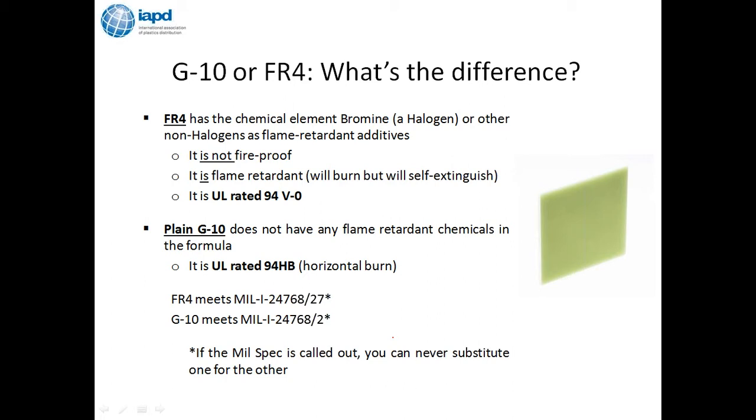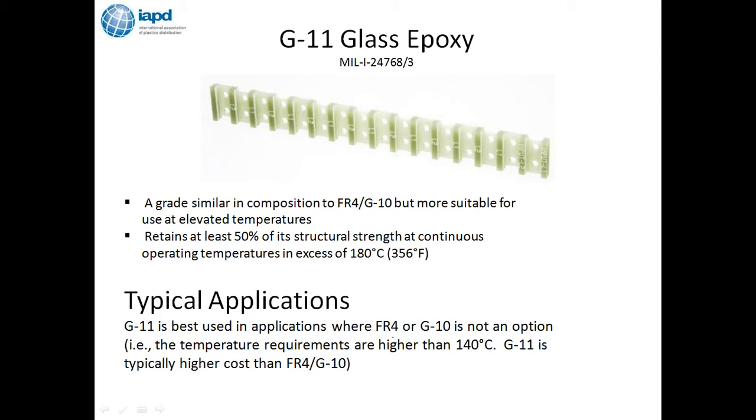There's a nice little G11 part there for you to take a look at. It's a grade very similar to the FR4 G10, but is definitely suited for higher temperatures. It goes up to 356 degrees Fahrenheit versus the 284 degrees of the G10. And your typical application for G11 is an application where G10 just doesn't meet the temperature requirements. That's probably your most common application for that. And because it goes up to a higher temperature, G11 does see a higher cost than G10.